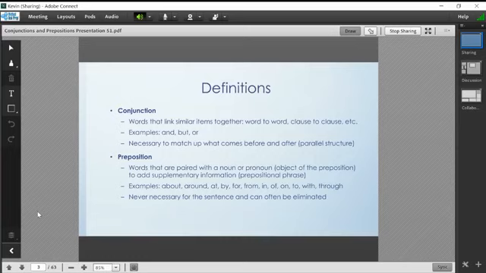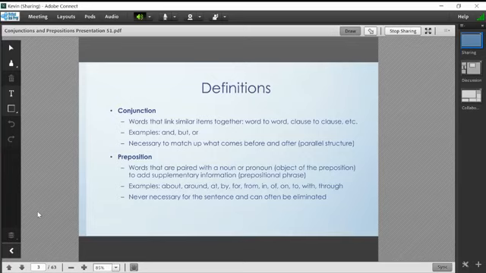What prepositions do is they effectively indicate location. They're always going to be paired with a noun or a pronoun. Here are some examples: about, around, at, by, for, from, and a whole bunch of other ones. These are little words that we use all the time, but a lot of times we don't fully understand how they're used. And that's what we're going to talk about.